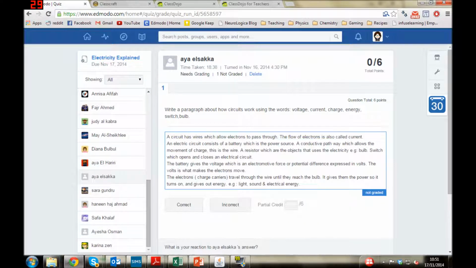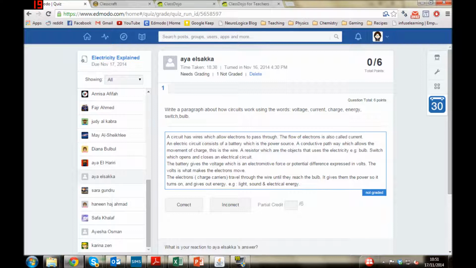Aya El Saka. A circuit has wires which allows electrons to pass through. Yep. The flow of electrons is also called current. Yes. An electrical circuit consists of a battery, which is the power source. Yes. A conductive pathway, which allows the movement of charge. This is the wire. Yes. A resistor, which are the objects, bad grammar here, that uses the electricity, e.g. a bulb. Good. Yeah, I suppose that's correct. Yeah, a bulb is a type of resistor. Switch, which opens and closes an electrical circuit.